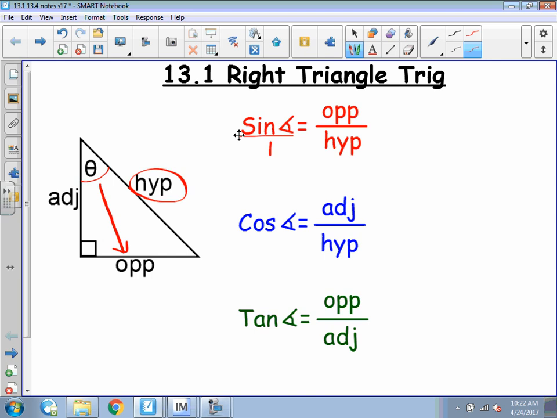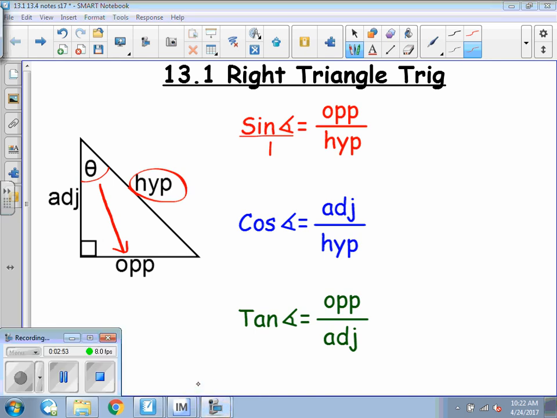However, what we're going to do today also is, what if we don't know the angle? What if we know the length of all the sides and we need to figure out the angle? We're going to figure out how to do that also. Okay? Any questions so far? Okay.